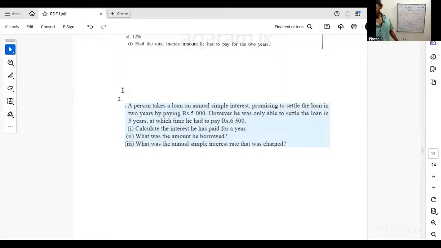Why? Because it says he promised to settle the loan in 2 years by paying 5,000. So we have to subtract the interest within the 2 years to find the amount he borrowed. So 5,000 minus the interest for the first 2 years. The interest for 1 year is 500, into 2 for the first 2 years, so the interest for the first 2 years is 1,000, and this 1,000 is included in the 5,000. So we subtract 1,000 from 5,000, and we get the real amount that he borrowed, which is 4,000.